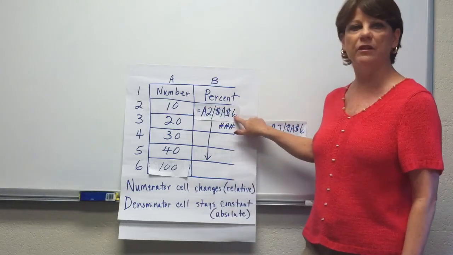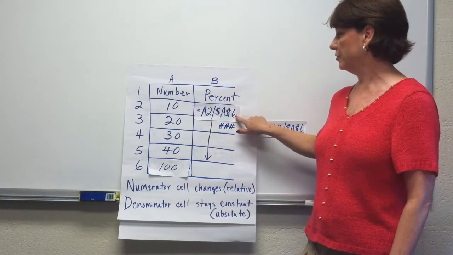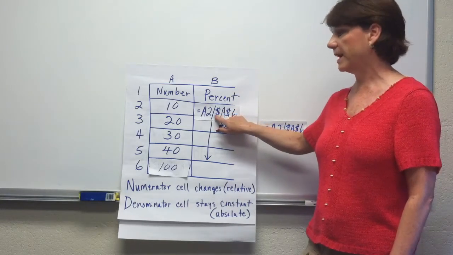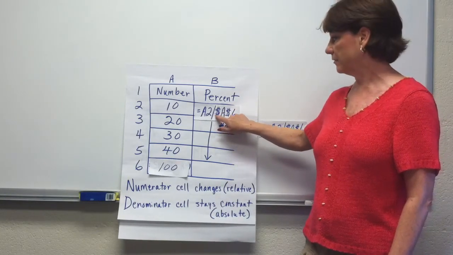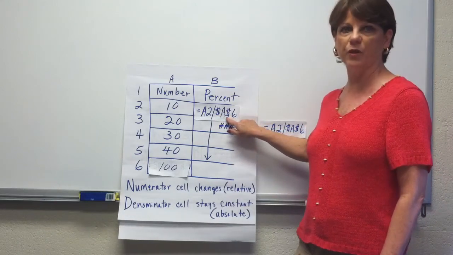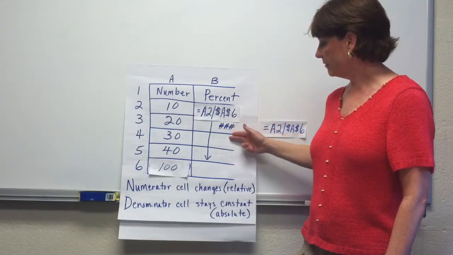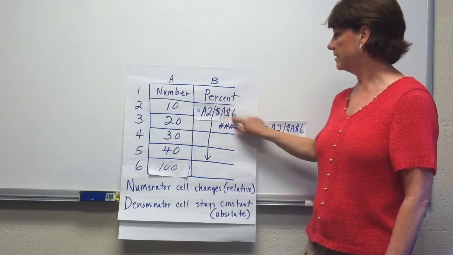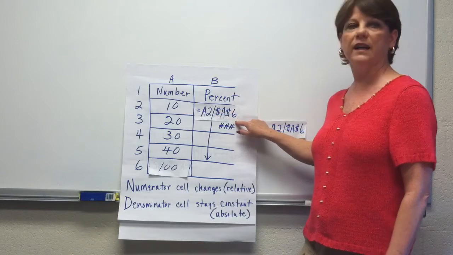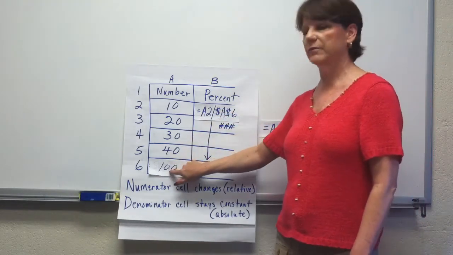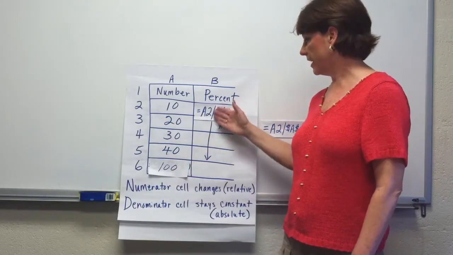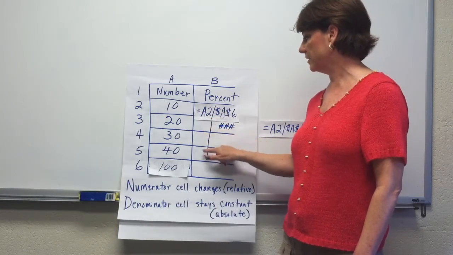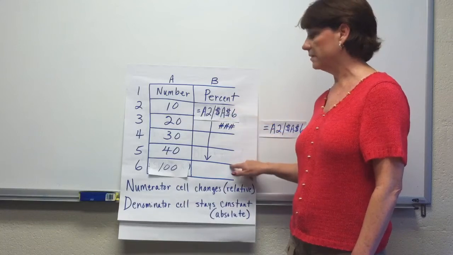and change my denominator to an absolute cell reference. I do that by inserting a dollar sign in front of the column and in front of the row. When I copy that formula now, it stays fixed. My denominator stays A6, so it keeps dividing by this same cell. So now when I copy down where I've left the relative address, it'll change, but this will stay constant.